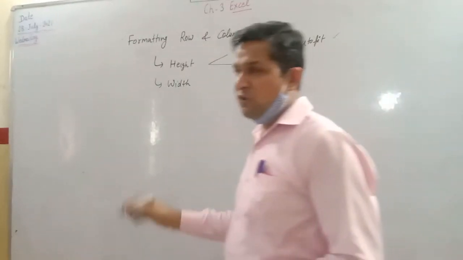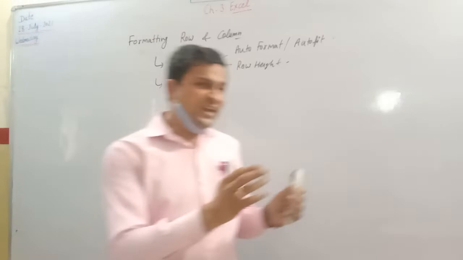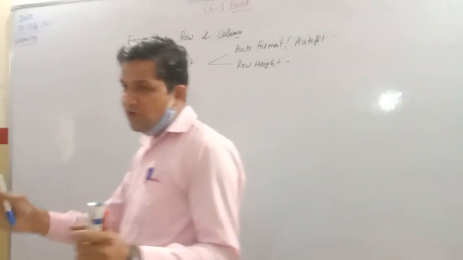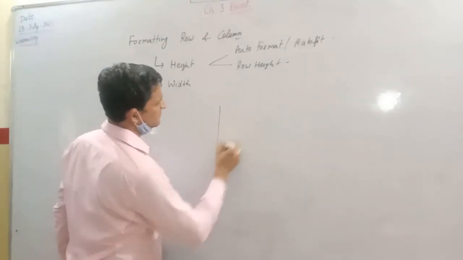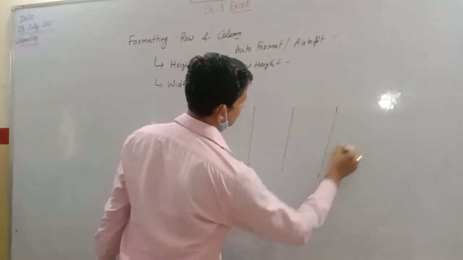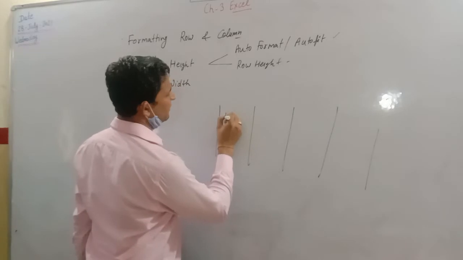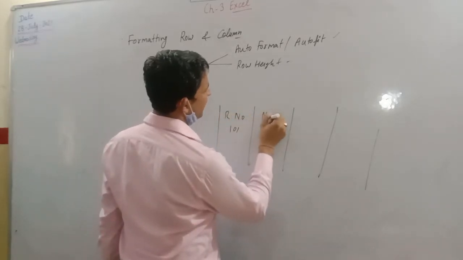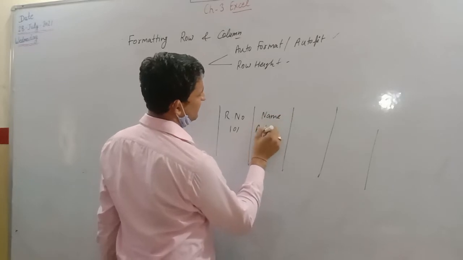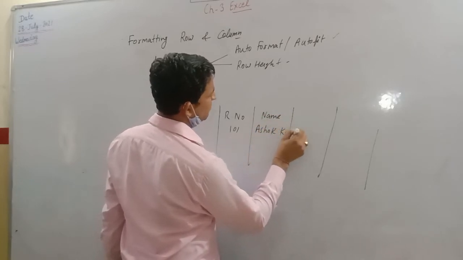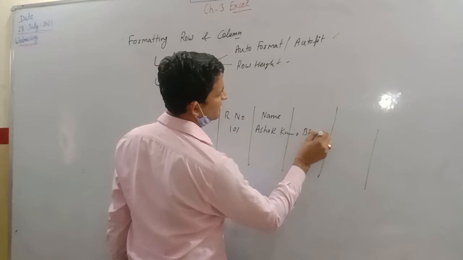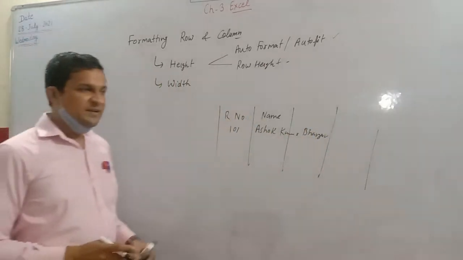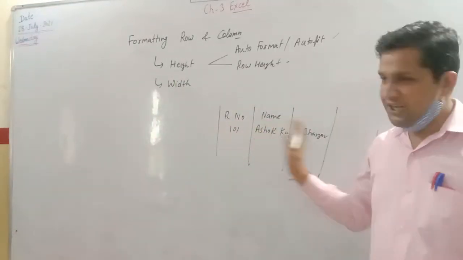Auto fit, what is the option of auto fit? Suppose we have 5 columns. That column is not within the boundary limit. It means we have written a value. Here we have written roll number 101. Name we have written Ashok Kumar Bhargav. The column width is not proper. We need more width, but by default it is less.